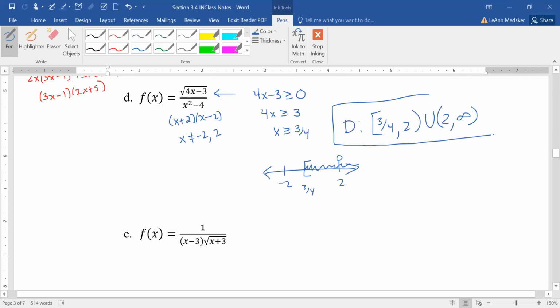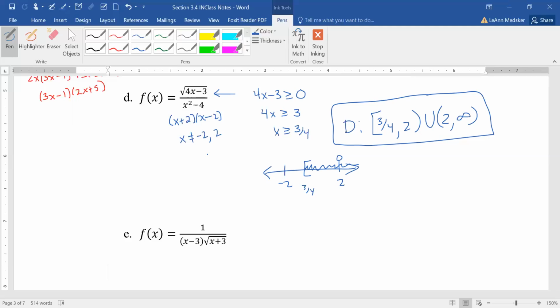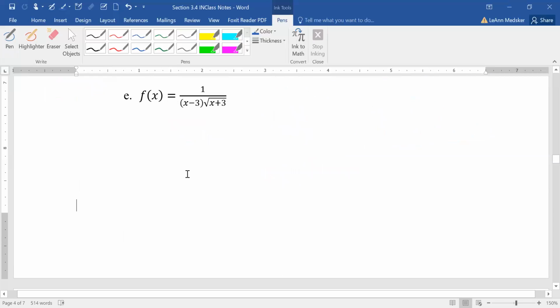So when you're doing these hybrid ones, sometimes one of your denominator values may already get thrown out just by looking at the square root portion, because we knew that the square root said I have to be greater than 3/4, and -2 is already smaller than that, so it was already thrown out. The only difference between D and E is that my square root is in the denominator. That changes one little piece. Everything else is done pretty much the same way.